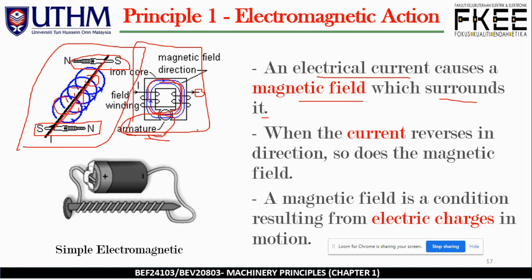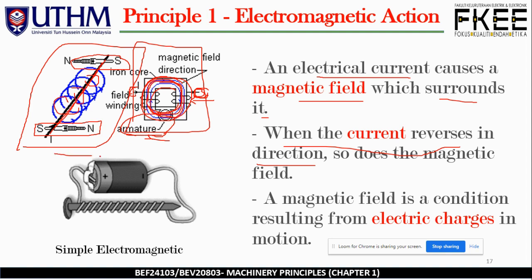And what happens if we have a reverse direction of current? When the current reverses in direction, so does the magnetic field. For example, this is your output, previously input, and then somehow we change the direction. This becomes input and this becomes output. So the current will flow in the opposite direction. The same goes for the direction of the magnetic field, the blue one. It will go in a different direction. Now we have the CCW direction, or counterclockwise.